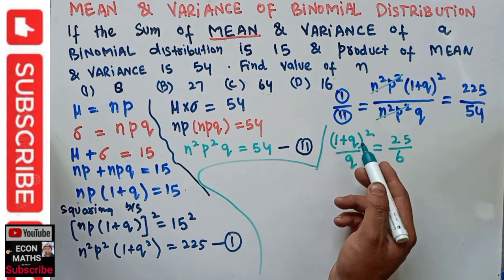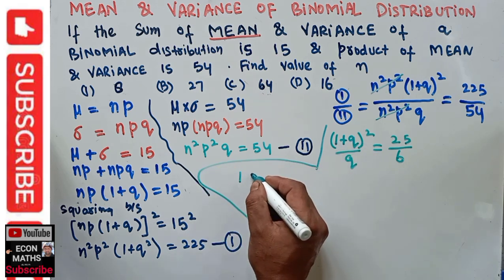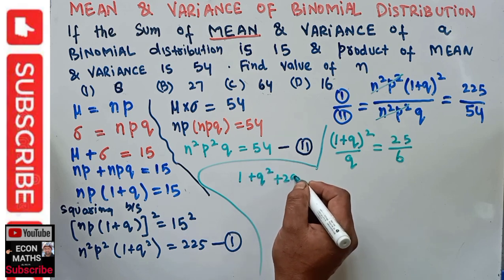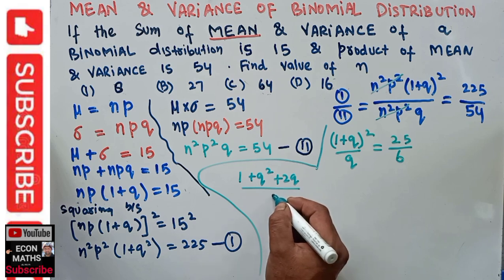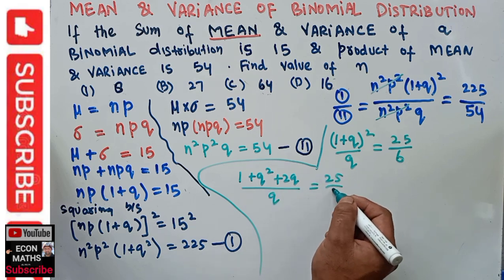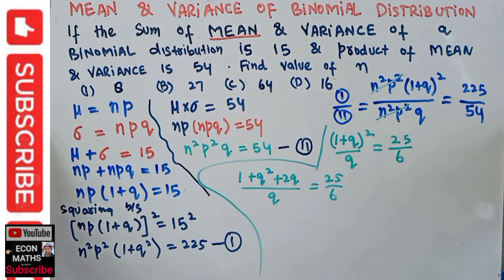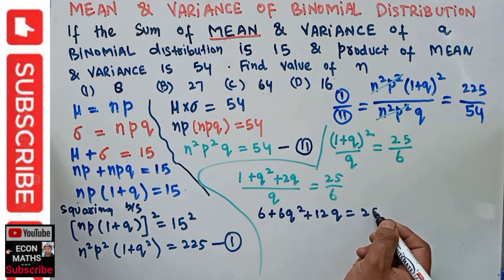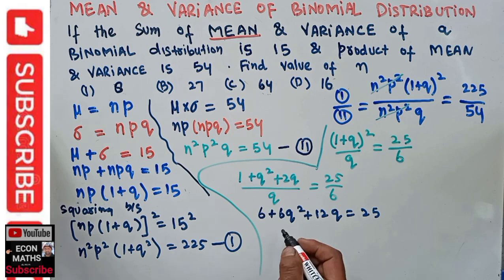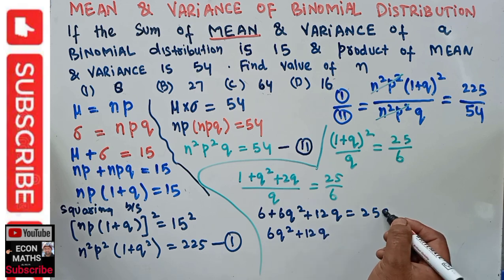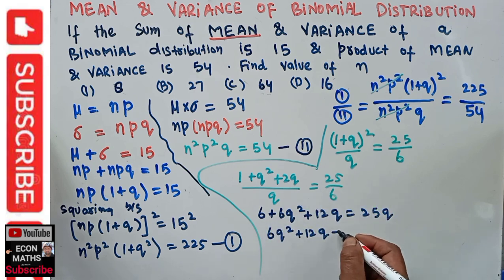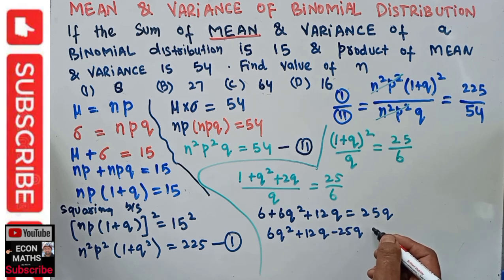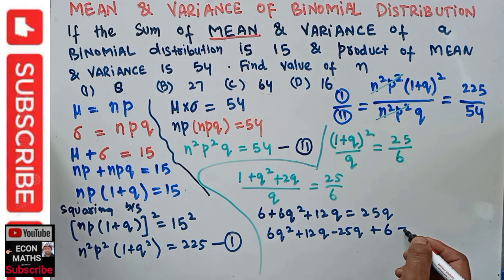After that, (1 plus q) squared can be expanded as 1 squared plus q squared plus twice q, divided by q, is equal to 25 divided by 6. Cross multiplying, this becomes 6 plus 6q squared plus 12q is equal to 25q. Let's write first 6q squared, then plus 12q, and transposing 25q we get minus 25q, then the last term, 6, is equal to 0.